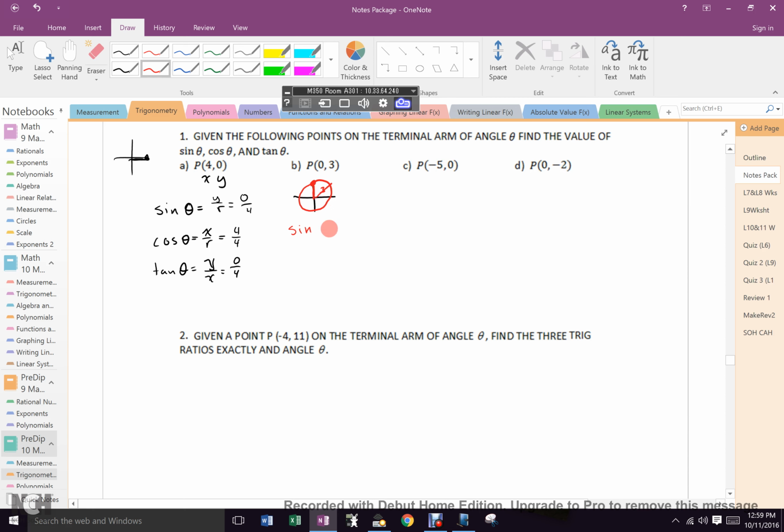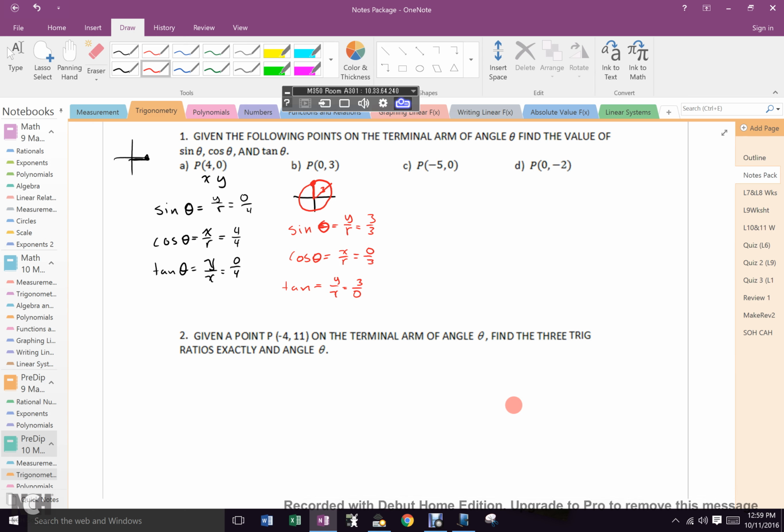Okay. So what is sine of theta in this second one? Sine is y over r. So what is it? 3 over 3. Cool? What's cos? Cos is x over r, which is 0 over 3. And tan is y over x, which is 3 over 0. Are we good? Yes. All right.